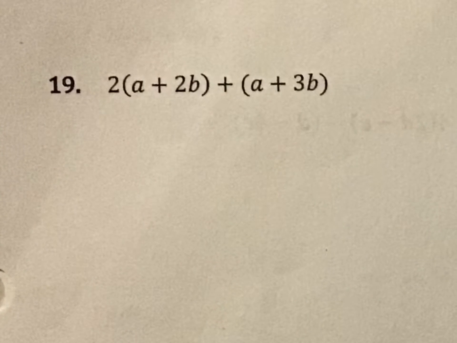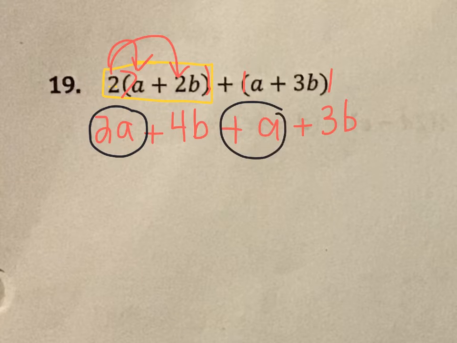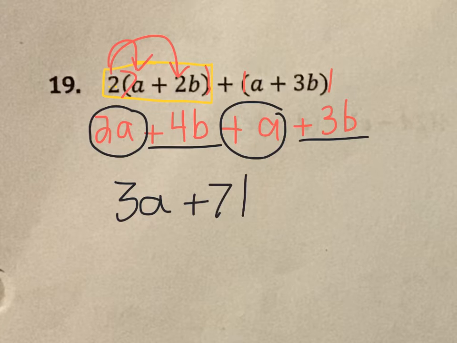Ooh, 2 sets of parentheses. Okay, well this one has to be done first because there's a 2 on the outside, so let's do that first. 2 times a, 2a, plus 2 times 2, 4b. So now those parentheses are gone. Just bring down this plus. Okay, so now 2a plus a is 3a. 4b plus 3b is 7b. Now if you're wondering how I could get rid of those parentheses, I could put an imaginary 1 in front here. 1 times a is a, and 1 times 3b is 3b. That's how you get rid of those parentheses.